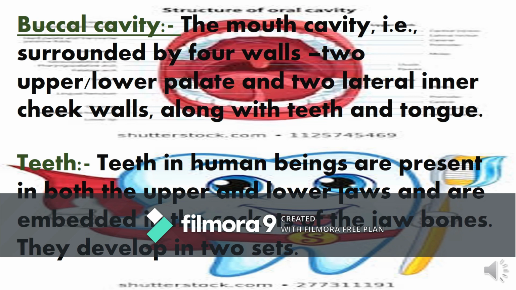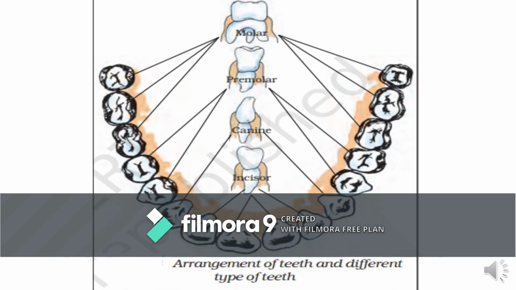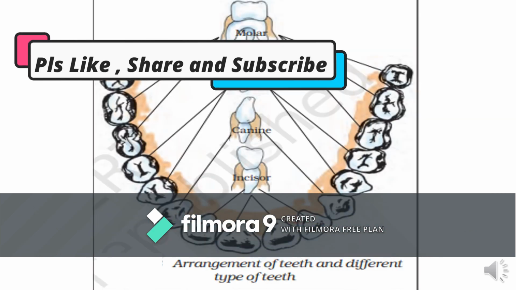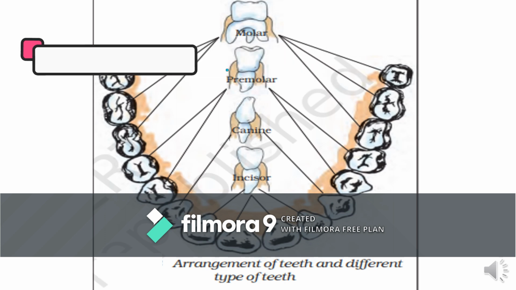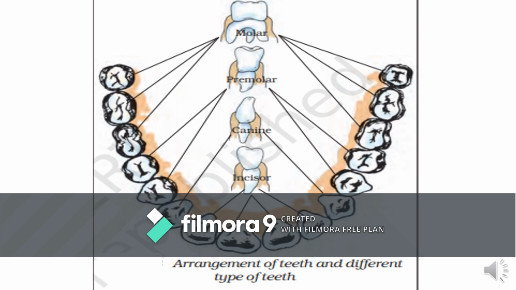They develop in 2 sets. Our teeth vary in appearance and perform different functions. Each tooth is rooted in a separate socket in the gums. Now listen, the different types of teeth are incisors, canines, premolars and molars. How many incisors in total? 8 incisors, then 4 canines in the upper jaw and lower jaw, 8 premolars and 12 molars. Total it's 32.